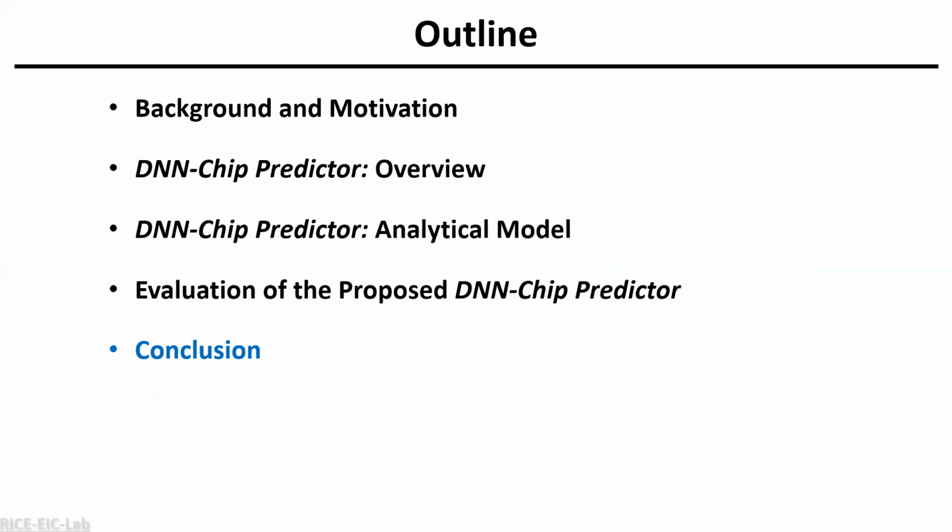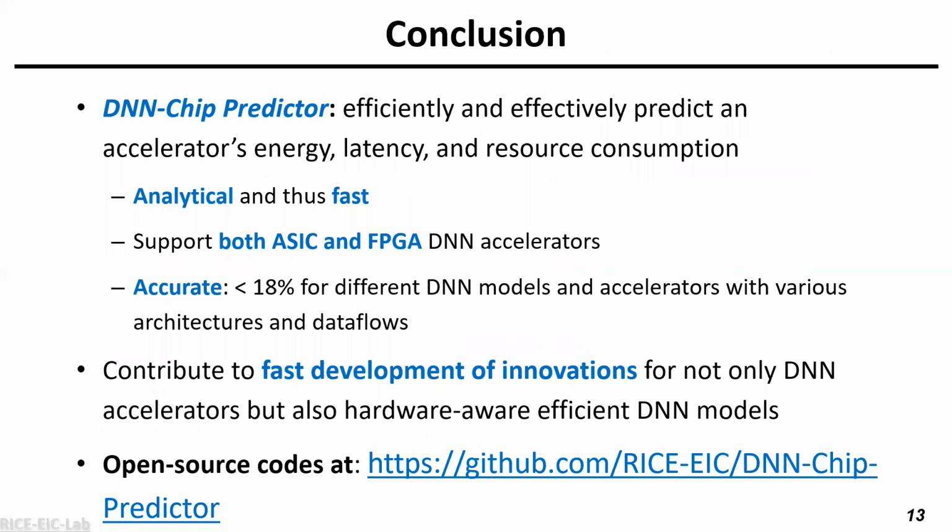Finally, I would like to make a summary of our paper. We propose a DNN chip predictor, which can efficiently and effectively predict a DNN accelerator's energy, latency, and resource consumption, given a DNN model, the accelerator's hardware architecture, and the DNN to hardware mapping data flows. The advantage of our proposed predictor is that it is analytic, fast, and accurate, and for the first time, it supports both ASIC and FPGA DNN accelerators. Therefore, this framework can contribute to fast development of evaluations for not only DNN accelerators, but also hardware-aware efficient DNNs.